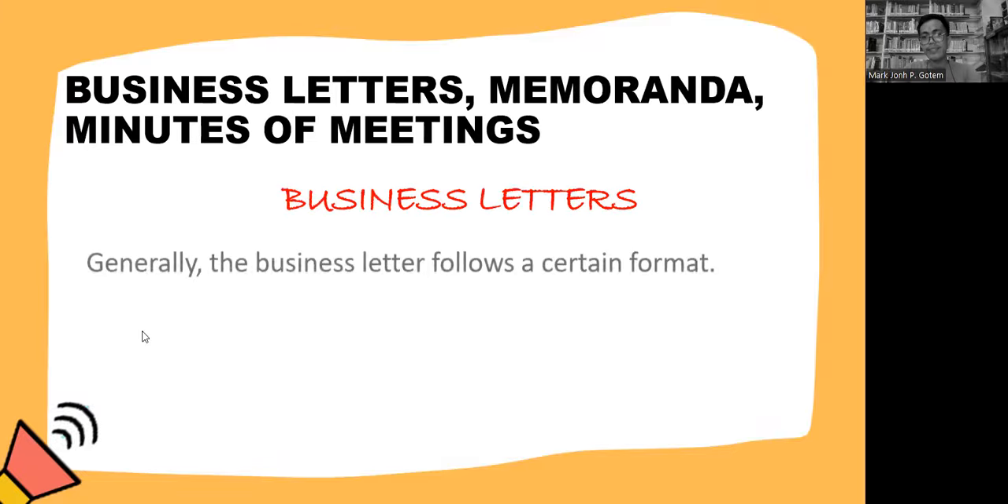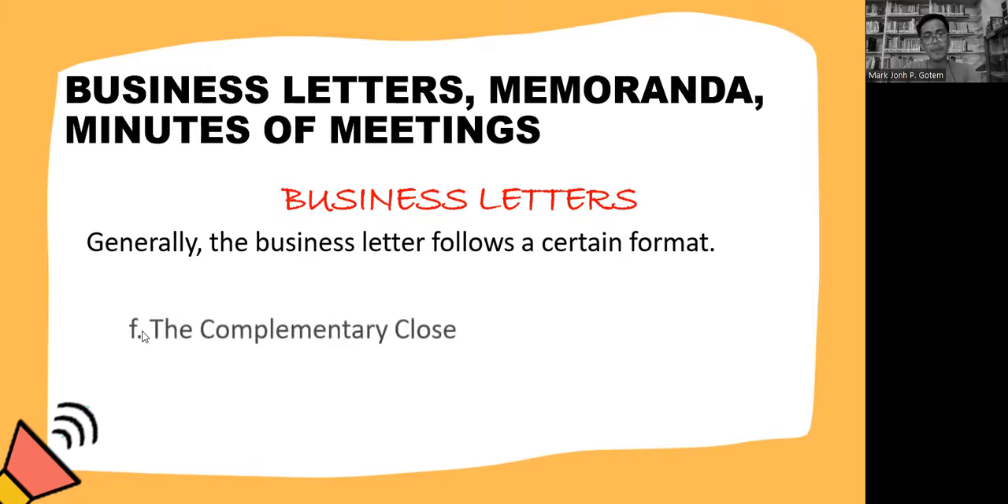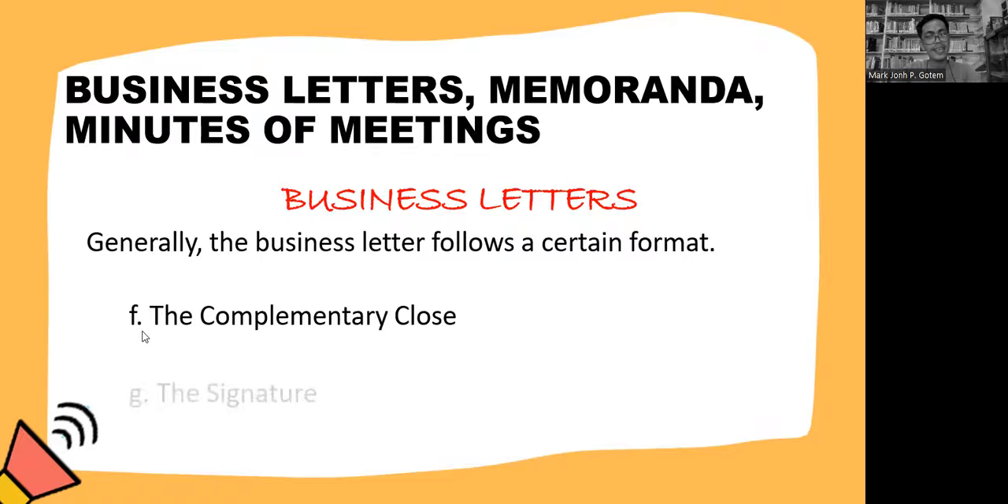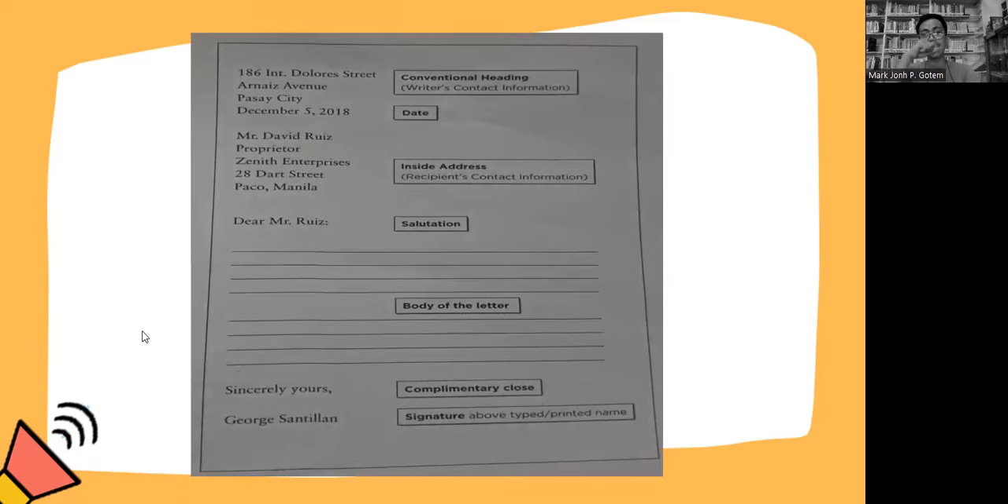So, next is what we call the complimentary clause and the signature. The signature is the last. So, this is an example of the template of a business letter with a conventional heading and the purely block format. So conventional heading, it includes the address of the writer and the date when the letter is written.